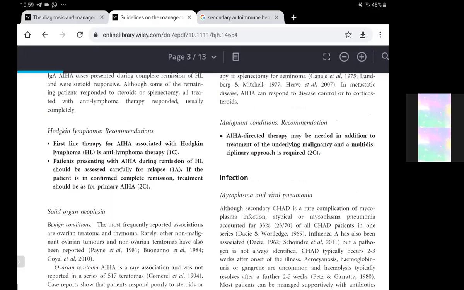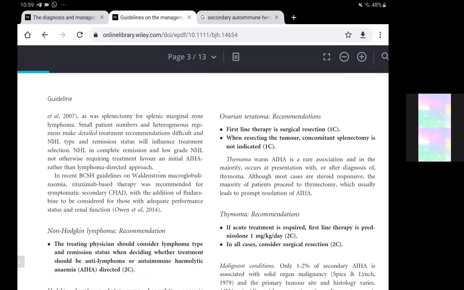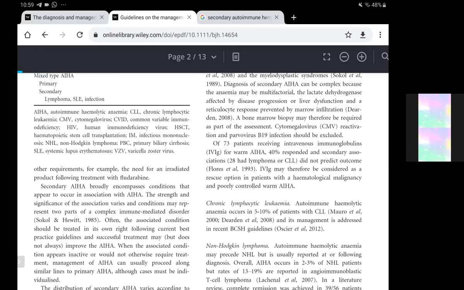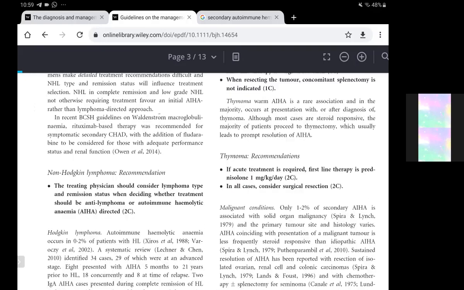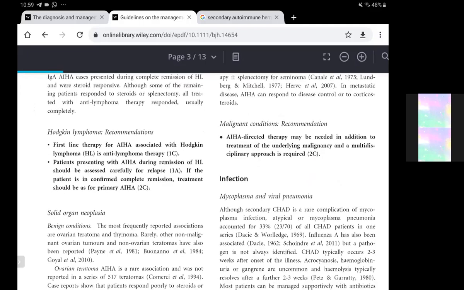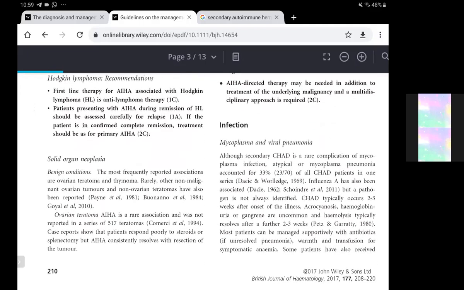Because I think we've done all the non-Hodgkin's lymphomas with reference to the 4 main types, and then the Hodgkin's lymphoma, which is only about 0.2% associated with autoimmune hemolytic anemia. But here also the anti-lymphoma therapy is enough, and presentation after relapse, after treatment, would indicate a relapse. So I think we'll just take a break here and then rejoin.